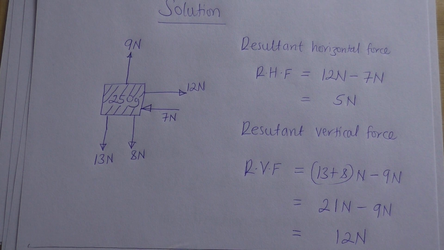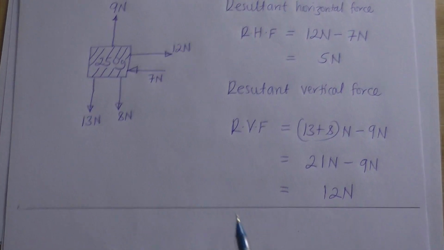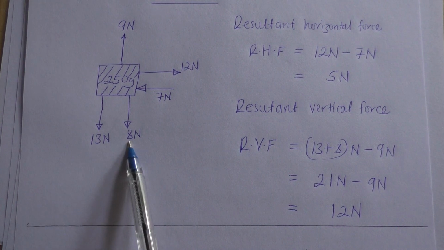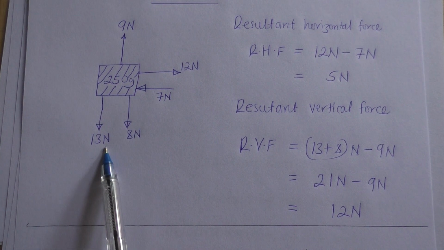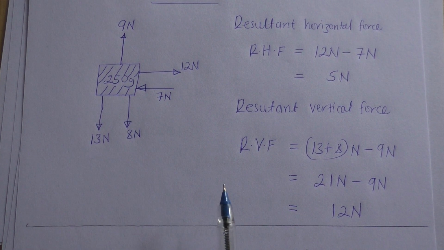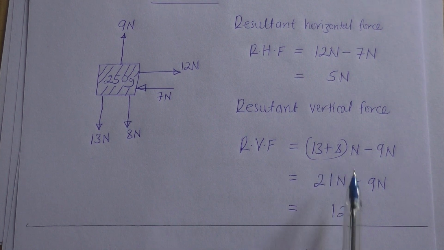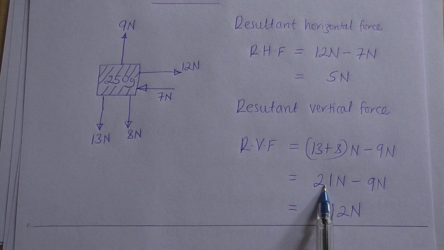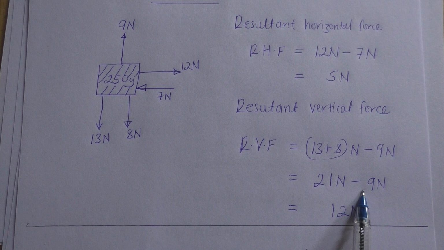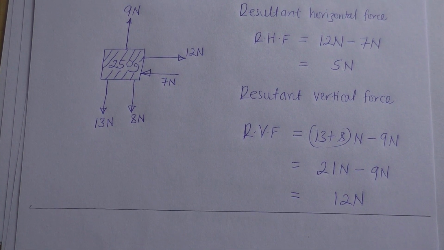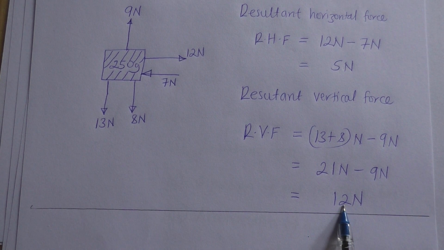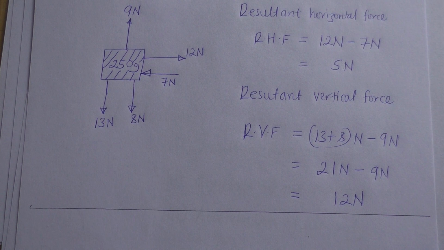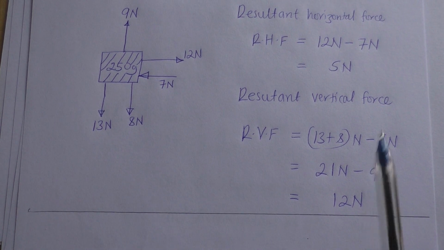That is horizontally. Vertically, we have 3 forces, 2 acting downwards, 1 acting upward. Therefore, since we have two forces in the same direction, we first add them. That is 13 plus 8, which gives us 21. Then you take away the single force acting upward, which is 9 newtons, hence giving us the resultant vertical force of 12 newtons. Now, we have the resultant horizontal of 5.